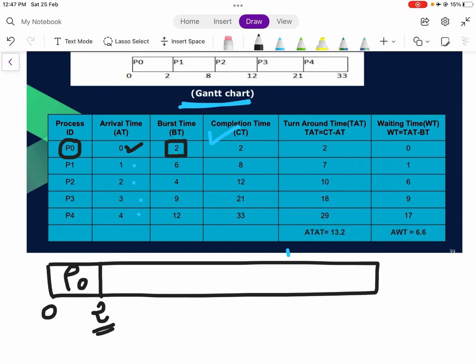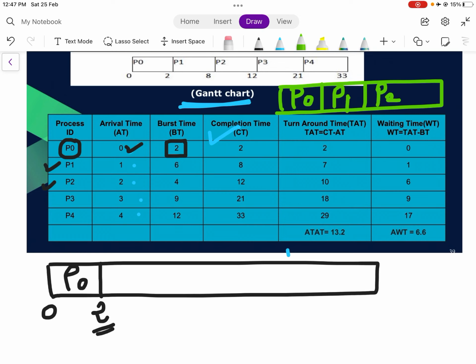So now how many processes have arrived? The processes which have arrival time equal to 2 or less than 2 have arrived. So process 1 has arrived in the ready queue and also process 2 has arrived in the ready queue. So this is the ready queue. Initially process 0 arrived, then process 1 arrived, process 2 also arrived, and process 0 has completed its execution and exited the CPU. Now process 1 has arrived at 1 unit time. So process 1 will come first inside the CPU.